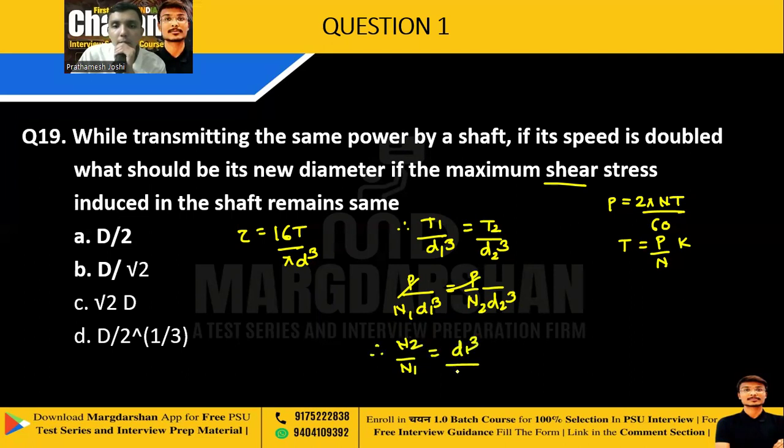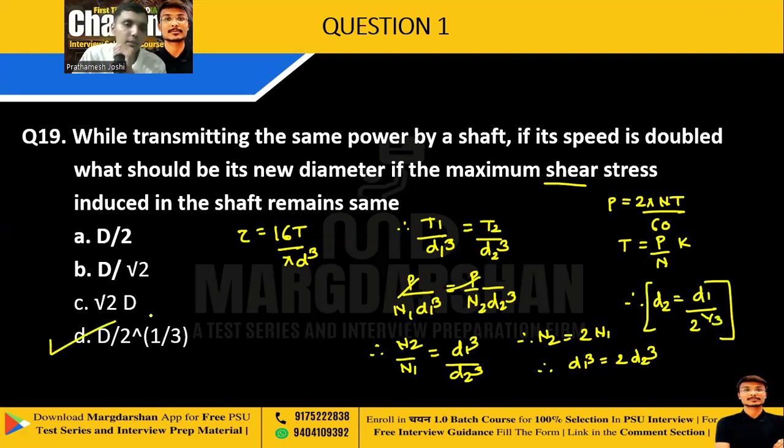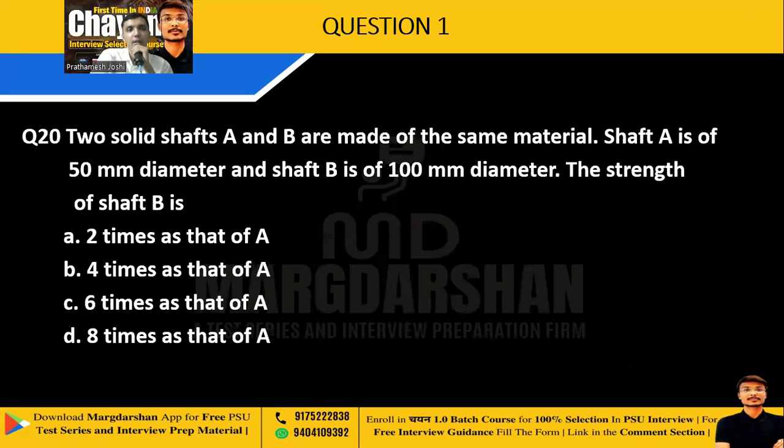N2 should be equal to, the speed is doubled, so 2 times N1. So D1 cube should be equal to 2 times D2 cube. D2 is equal to D1 upon 2 power 1 by 3. So option D is correct over here. I hope you got how we connected power and torque together and did the further calculations.